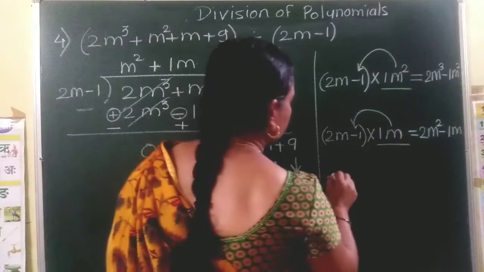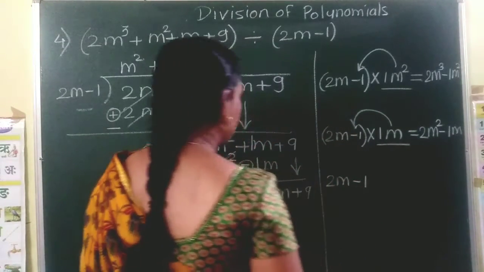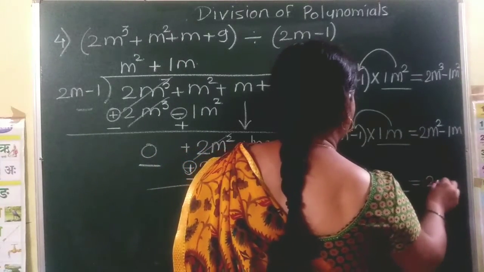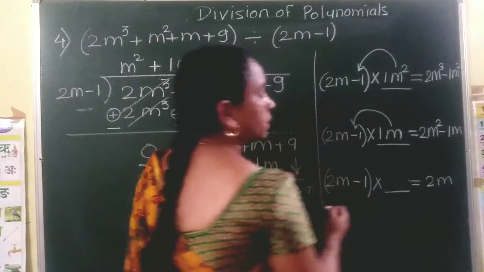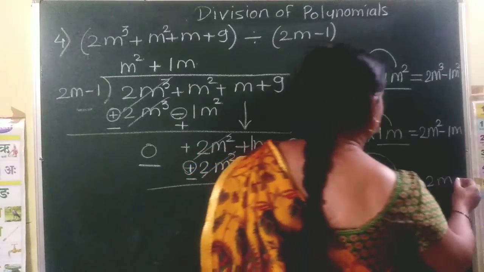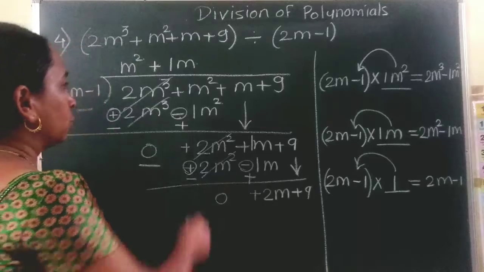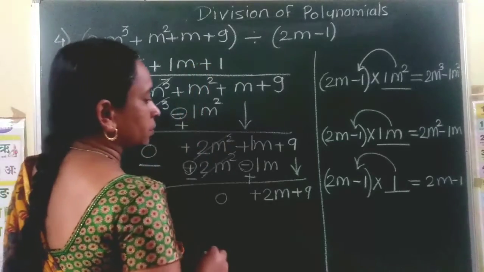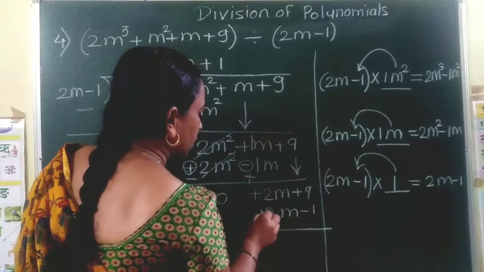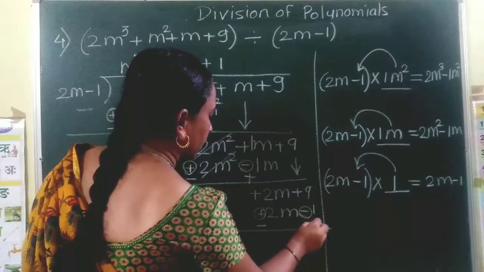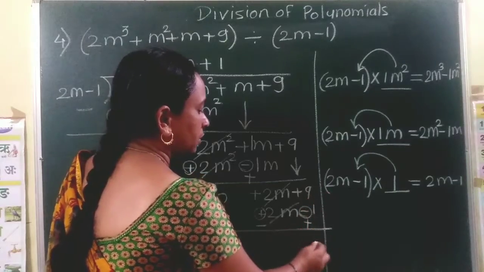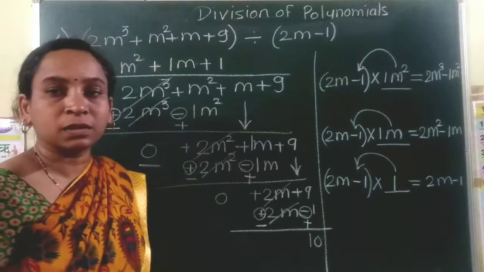Again take this 2m minus 1. The divisor should be multiplied by which factor to get the answer 2m? Both sides are equal, so 2m ones are 2m. If I multiply with this, I'll get minus 1. So the third quotient is plus 1. Product is 2m minus 1. Here it is plus, so minus will become plus. These two terms will be cancelled with each other. And 9 plus 1, that means the remainder is 10.